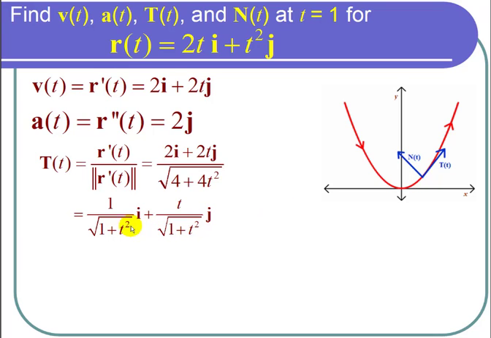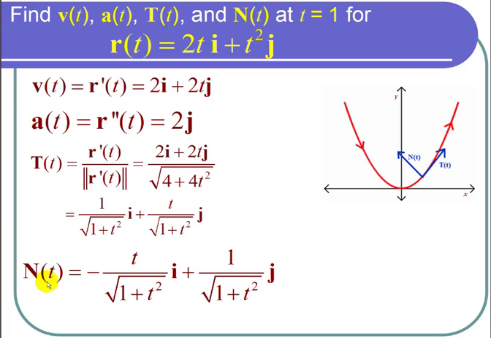So I can just switch the i and the j and make the new i component negative. And I get the normal vector is equal to negative t over the square root of 1 plus t squared i, plus, and then 1 over the square root of 1 plus t squared j. So I'm almost done. I'm asked to find these vectors at the value t equals 1.